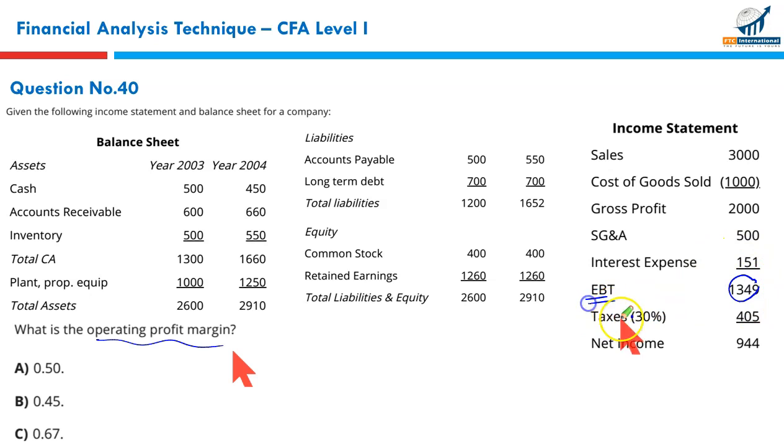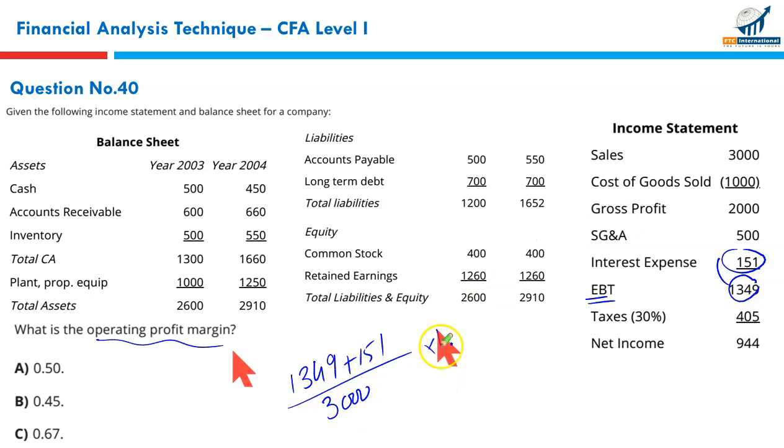This is earning before tax. Earning before interest and tax would require addition of interest expense. So you need to add this back, 1349 plus 151. This is your operating profit. Dividing this operating profit with the sales, that is 3000, gives you your operating profit margin. If you calculate it all, 1349 plus 151, 1500 by 3000, it's a perfect 50%. So that makes A the correct option.